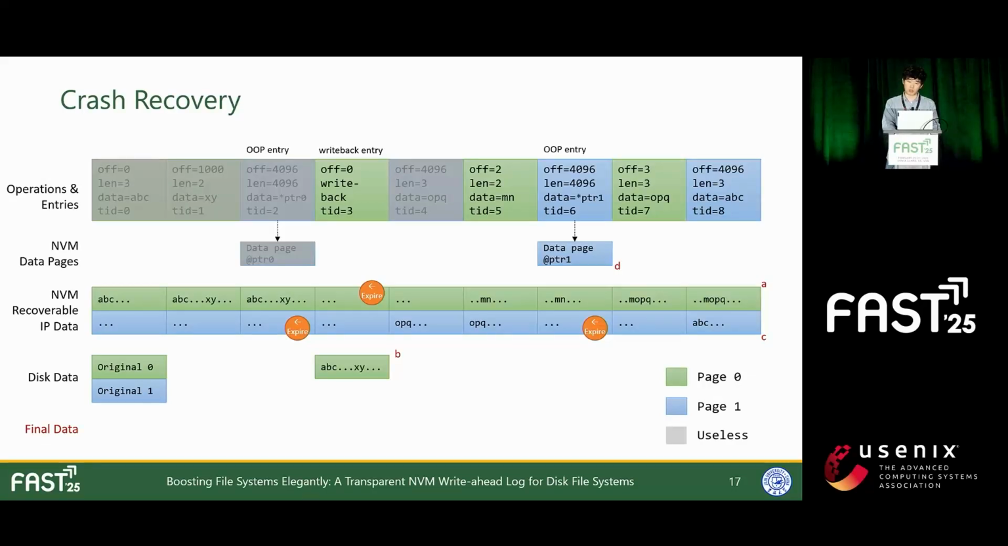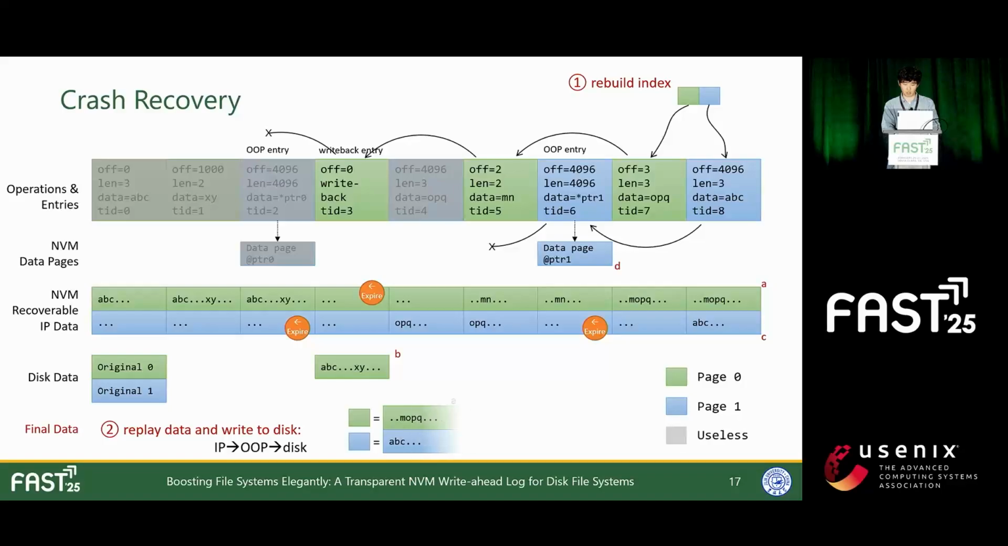As for crash recovery, we first need to identify all the relevant entries for each page. We perform a full scan of the entire NVLog, linking all the elements related to the same page into a linked list like this. And then we sequentially access each page and replay the non-expired entries onto the disk.